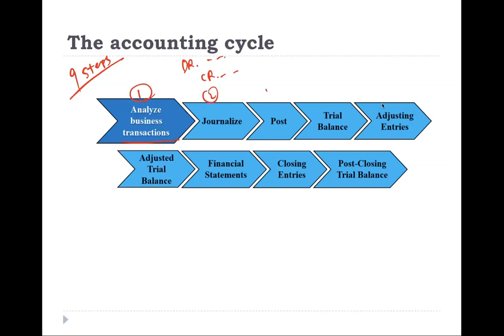And then the third step is posting. Once we have a journal entry, we debit some account, for example, account A, and credit some other account called account B. And those amounts are posted to account A and posted to account B. So that is called posting. Here I just want to give you an overview, and we are going to talk more about it in the rest of the course.